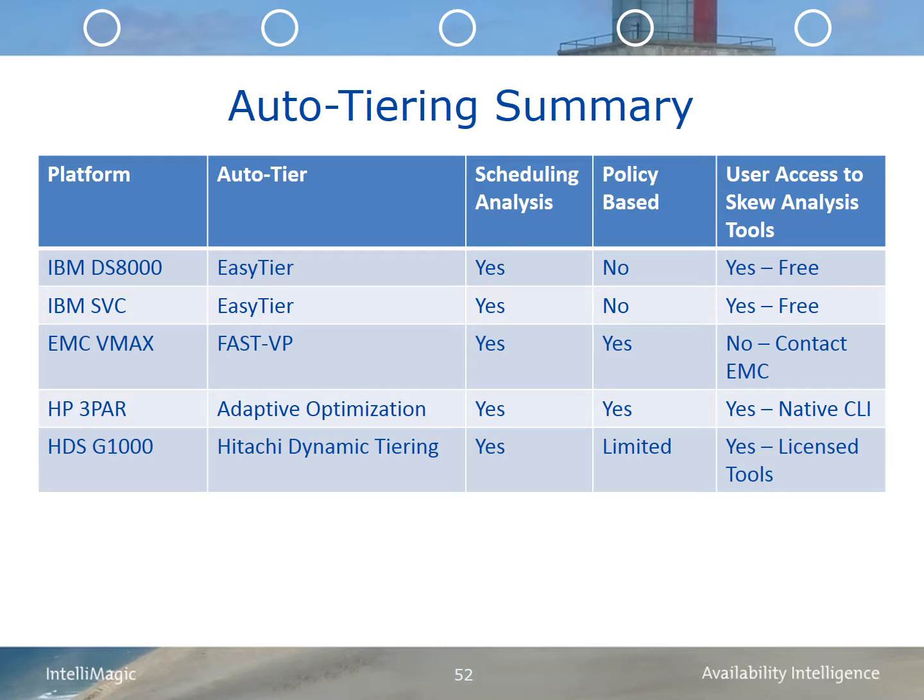In terms of the VMAX and the 3PAR, there are some knobs to turn, and there are some good white papers and things like that to learn how to do that. In terms of the skew curve analysis reporting, that is something that's free and available for the IBM equipment. For the EMC, you have to contact EMC, but it can be made available. For the 3PAR, it's simply a matter of running a few CLI commands. And for the HCT, you need to license some tools to get that information.